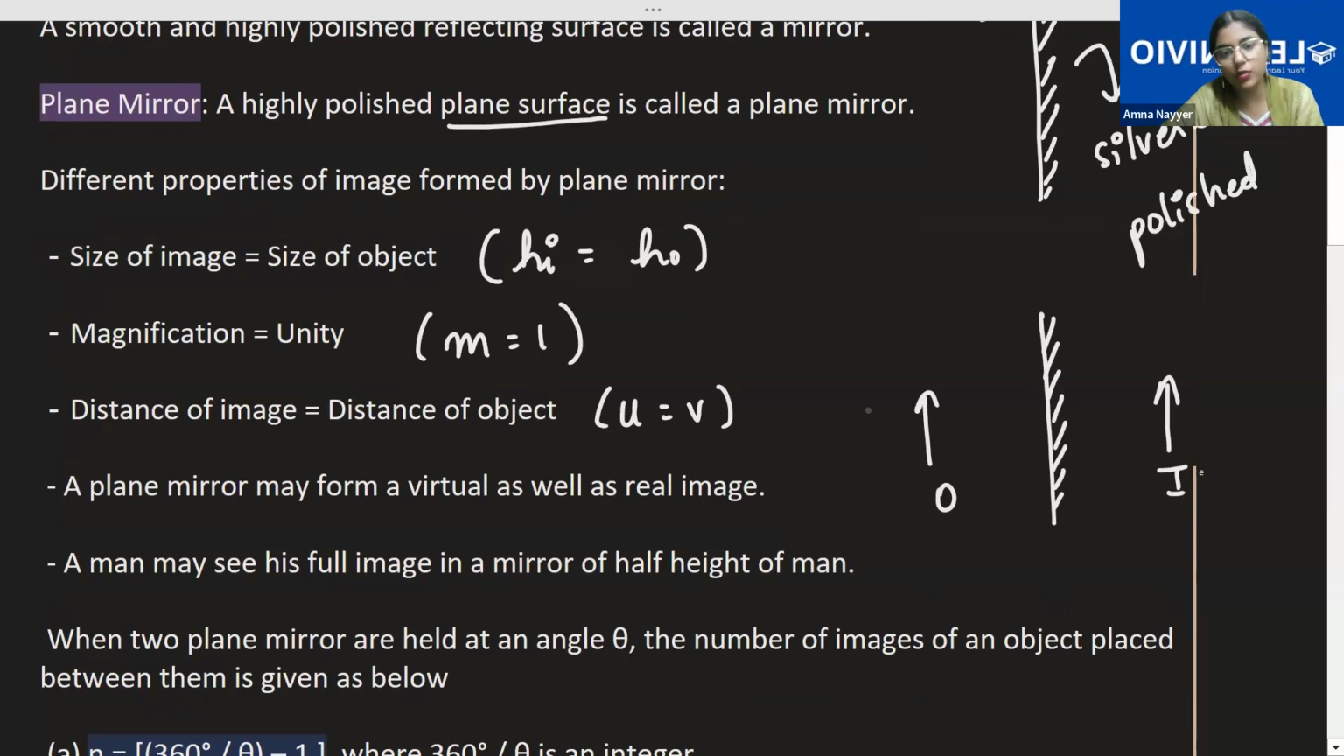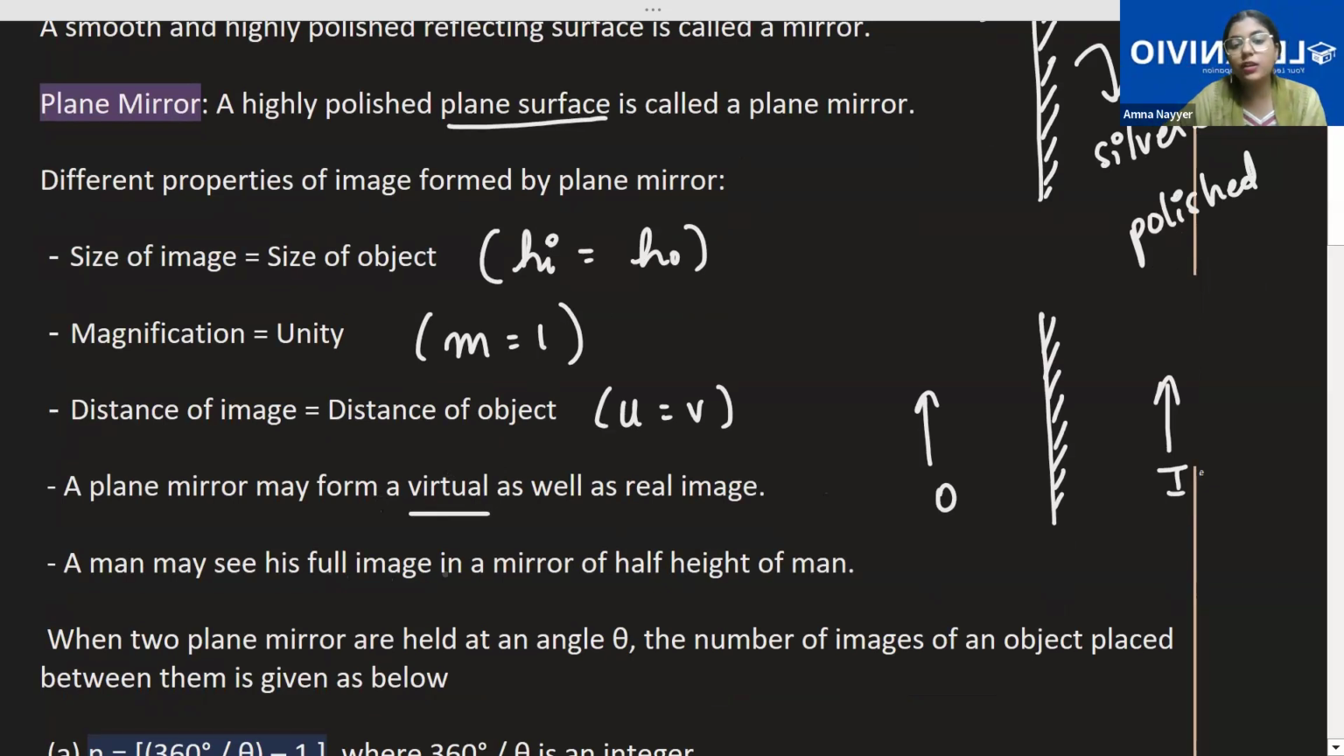A plane mirror may form a virtual as well as a real image. Real image or virtual image, both are possible for a plane mirror. Of course, the image is formed behind the mirror, so a real object gives a virtual image, and a real image will be rare. But what if multiple mirrors are connected? Then there can be a virtual object which can create a real image. So that's why a plane mirror may form a virtual as well as a real image.